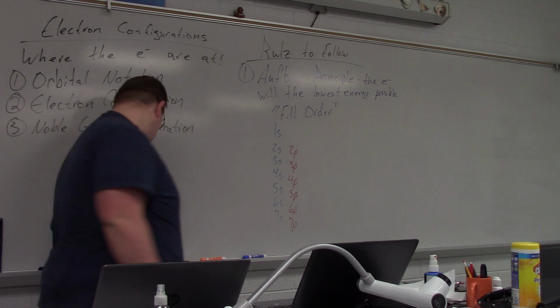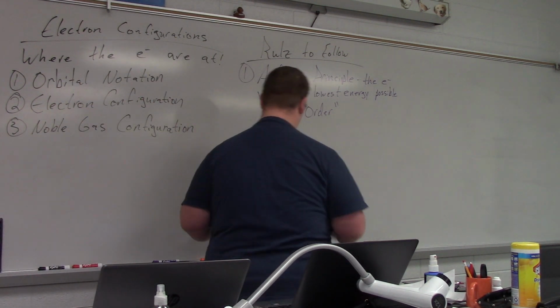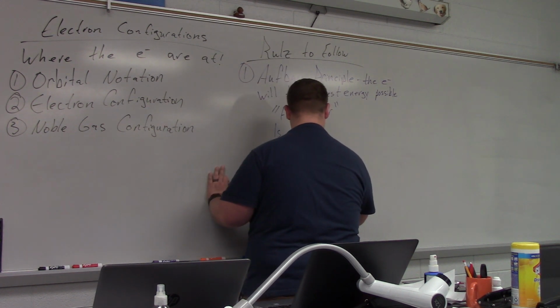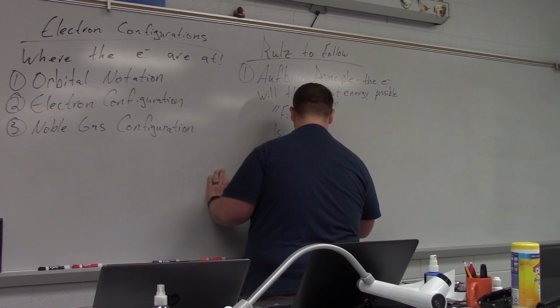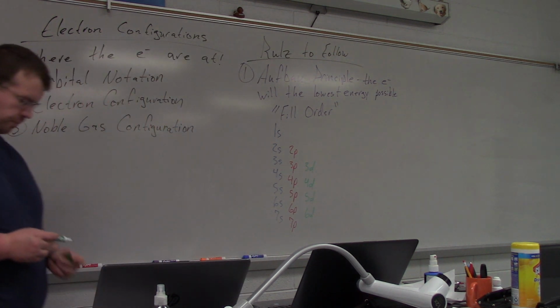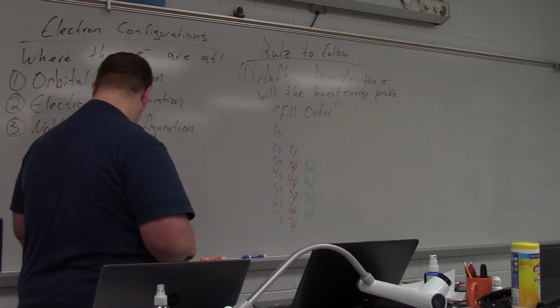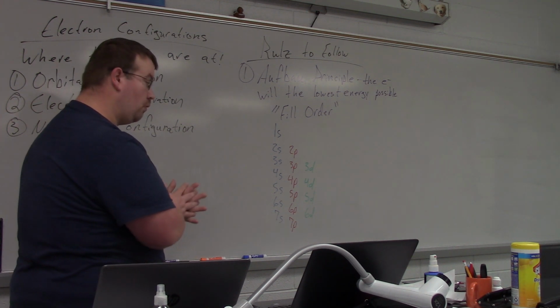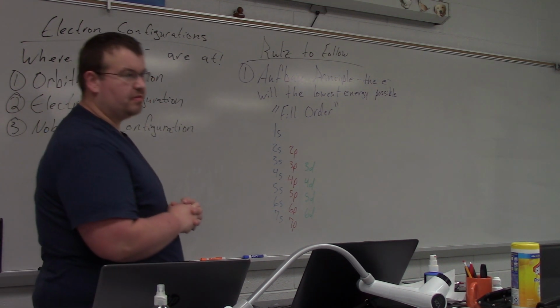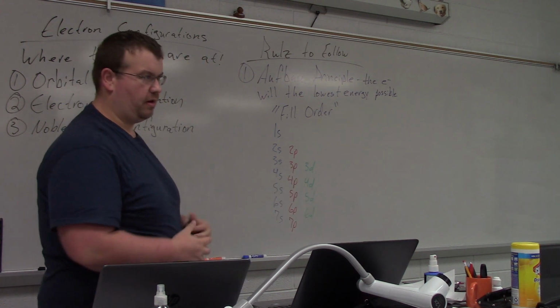Now, the next column is the d's. So 3d, 4d, 5d, 6d. Does it go to 7d? The 7d exists, yes, but we do not have enough electrons in order to worry about 7d.